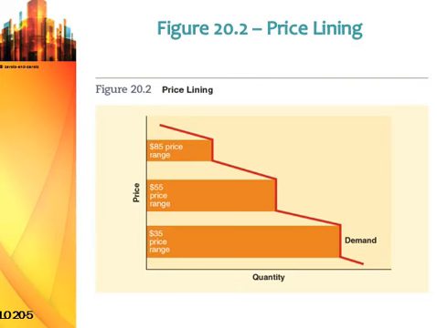So here's an example for price lining. An $85 price range, a $55 price range, and a $35 price range of products within your product line could be identified. So there is some kind of step between them.